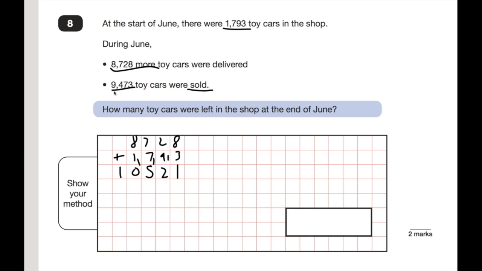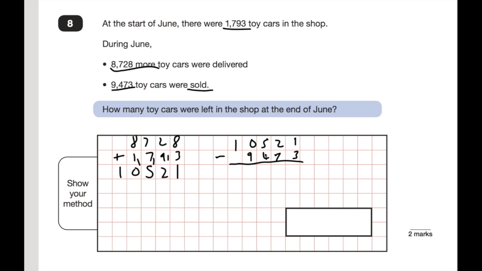Now, in order to work out the last bit of the question, we need to look at the cars we have and take away this number, the ones that were sold, to leave us with the cars that we've got remaining. So in order to do that, we'll do our written method here. 10,521 minus 9,473.